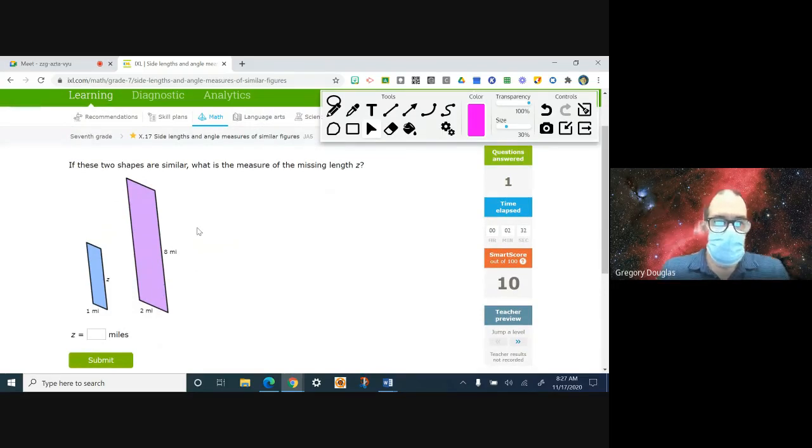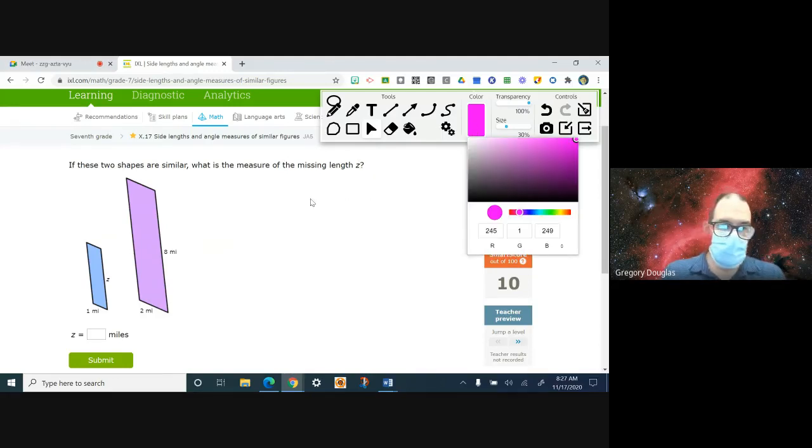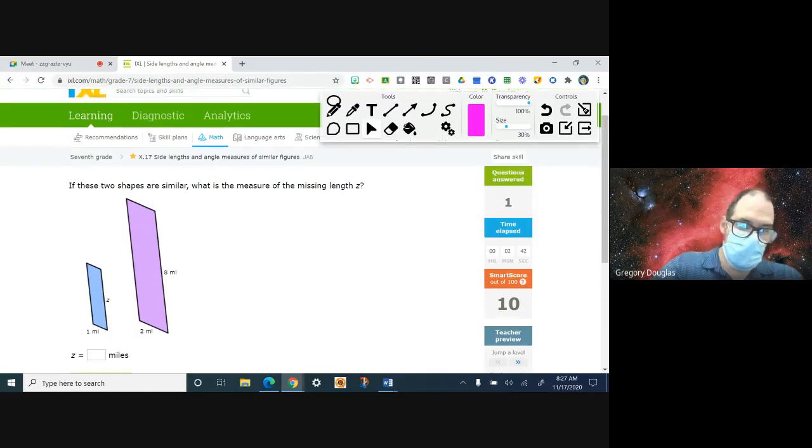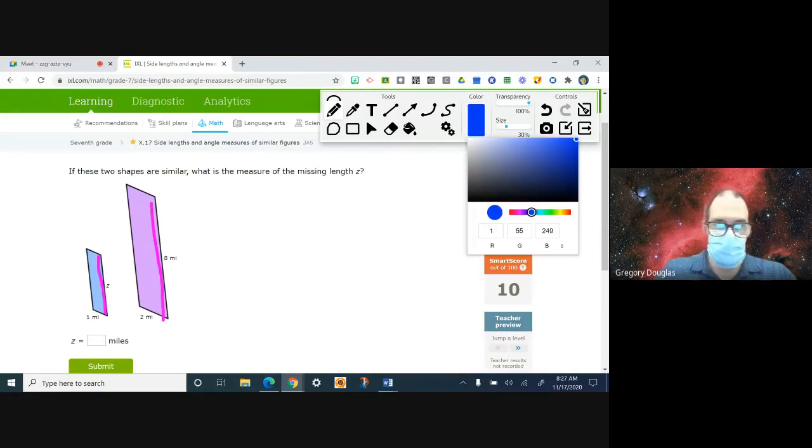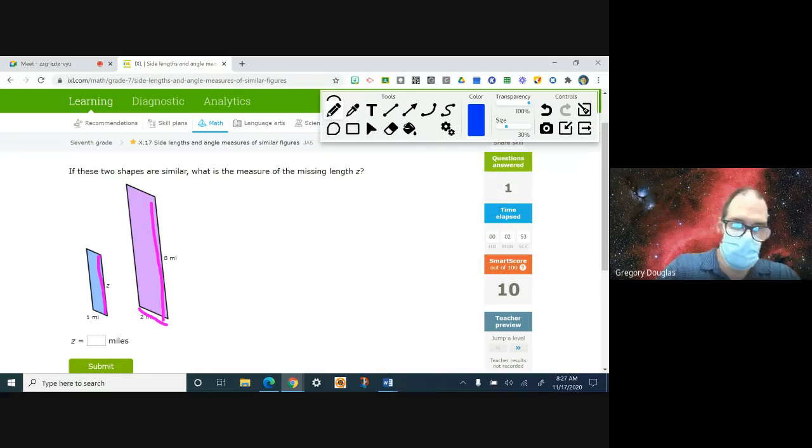And see, look, it's giving me all lengths again. I don't know why it does that. These two shapes are similar. What is the measure of the missing Z? Okay, so we'll go the long side. The long side will be the Z, and then I'll go blue for the bottom. Blue, blue, and I've covered the number, but I know it's a 2.